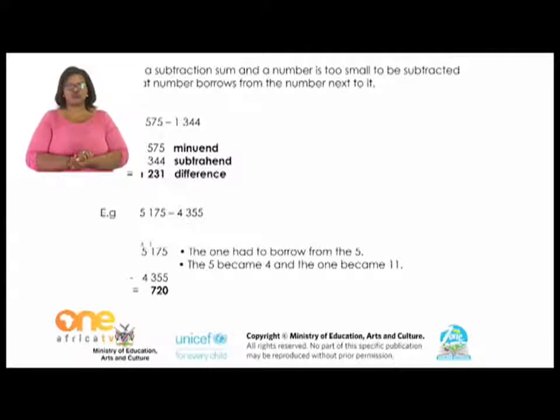7 minus 5 is equal to 2. 1 minus 3. Now here we see we cannot subtract it. So what should we do? Yes, now the 1 goes over to the 5. And the 1 says to the 5, please borrow me, because I am too small for the 3 to be subtracted. So the 5 will borrow the 1. And now the 5 will change into a 4. Now the 5 borrowed the 1.